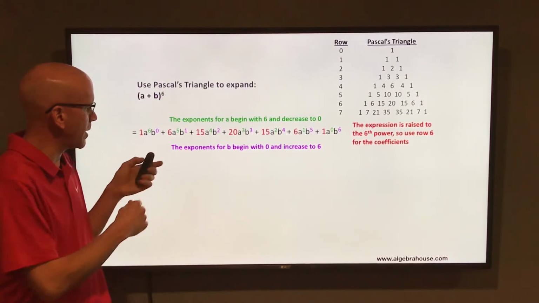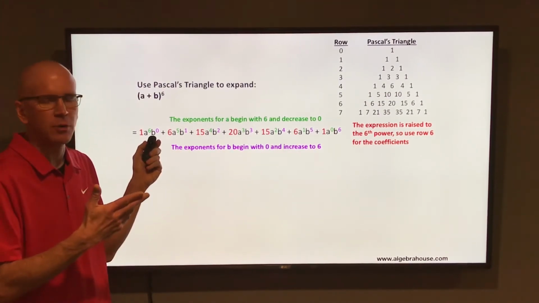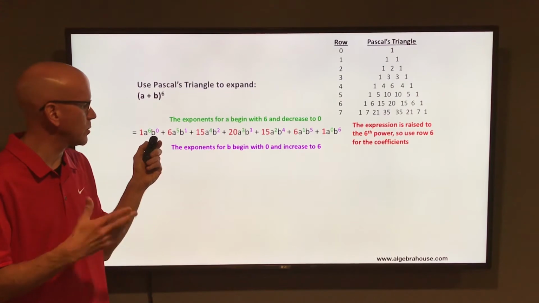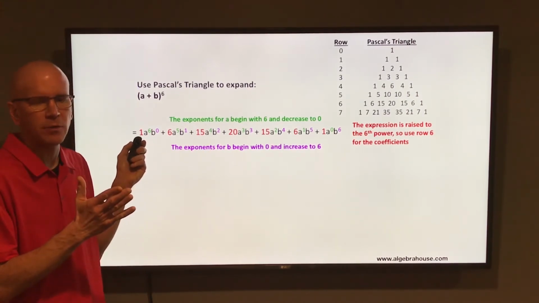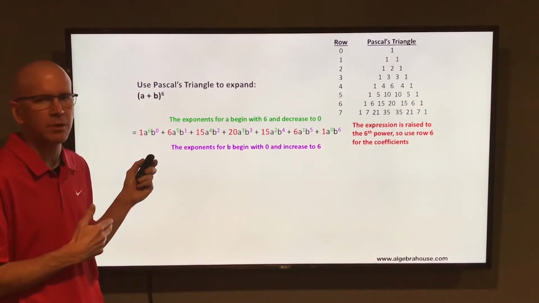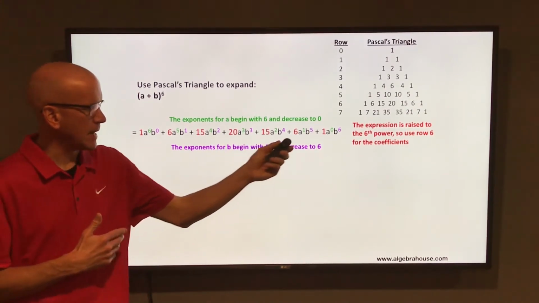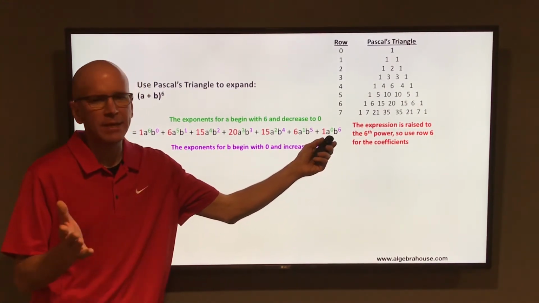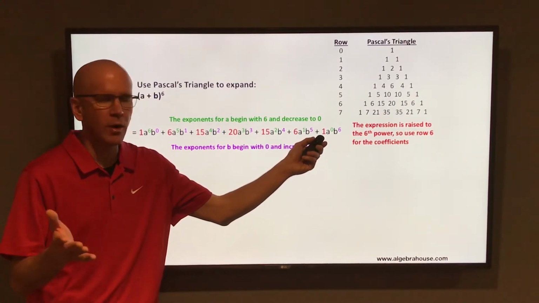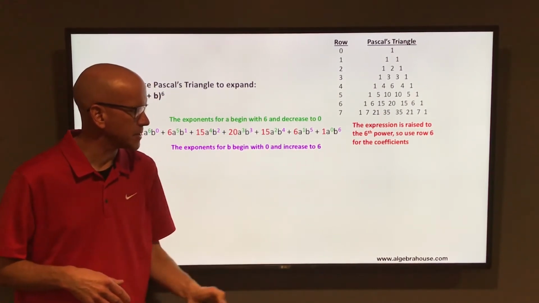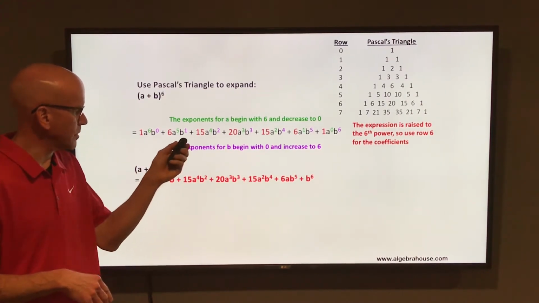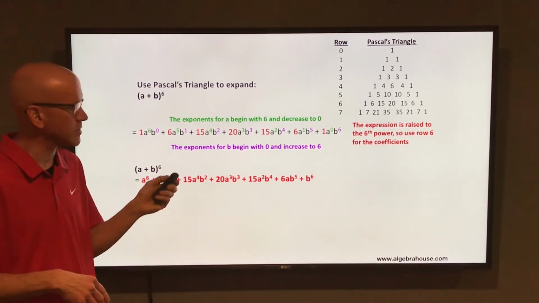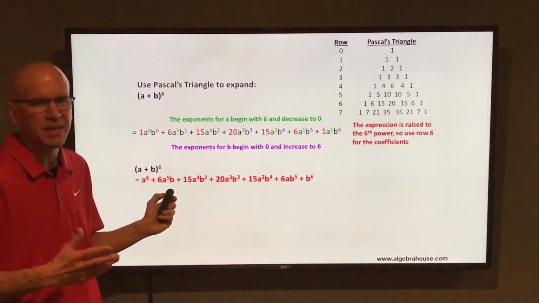So if you simplify this, anything to the 0 power you can get rid of. So b to the 0 is 1. The 1 out in front, the coefficient of 1, you can get rid of that. You don't need that. So really that first term is going to be a to the 6th. And then down here on the end, a to the 0, we don't need that. That's just 1. We don't need the 1 out in front because we already have the b to the 6th there. So the final product here is a to the 6th plus 6a to the 5th b. Notice I changed that b to the 1st to just be b.